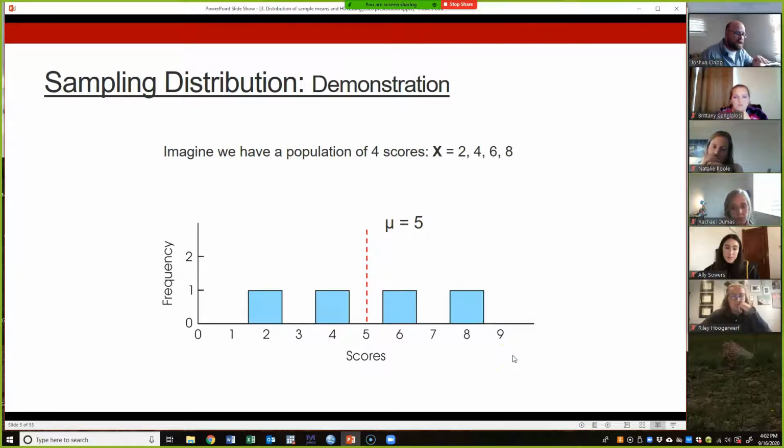Allie, how would we describe the shape of this distribution? It's just, everything's the same. Yep, it's flat. It's a uniform, a square distribution. We have one value at each of these scores, so it's not much of a distribution at all. Is it normal? No, not at all. But this is the population that we're working with.